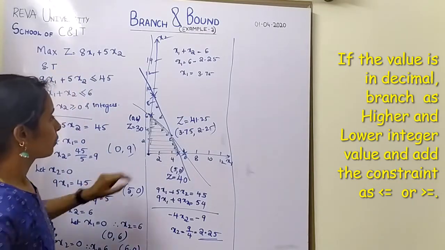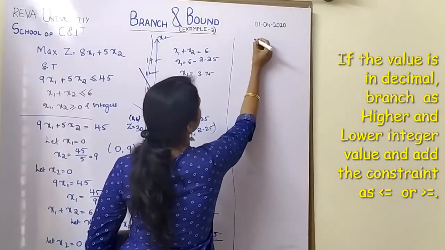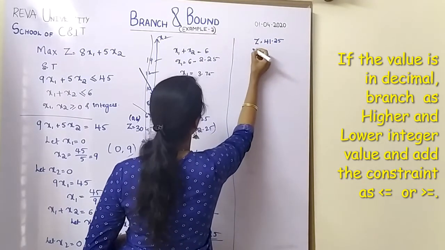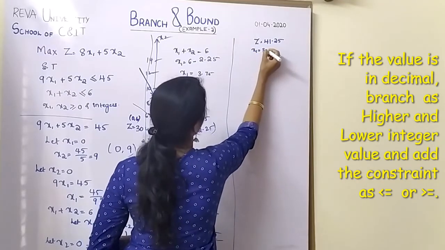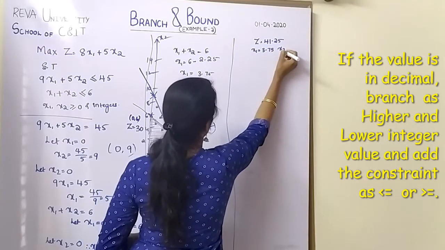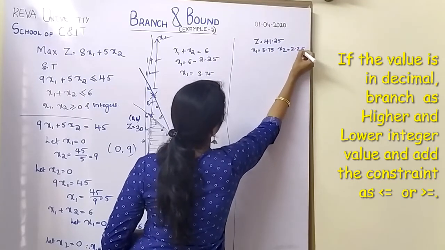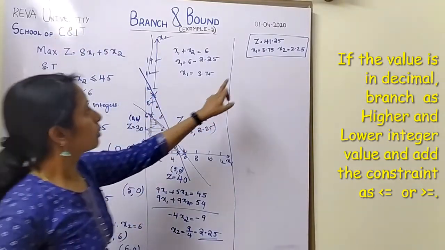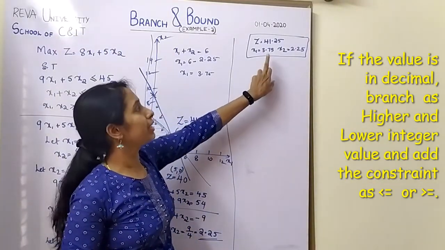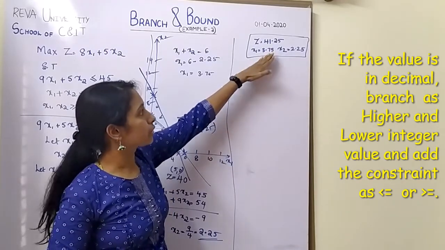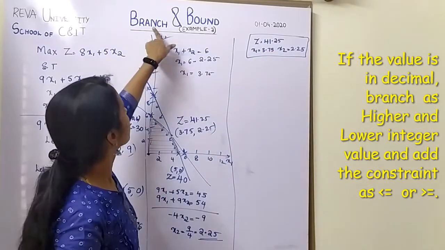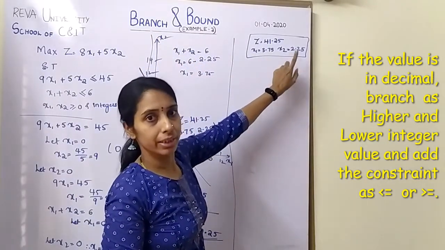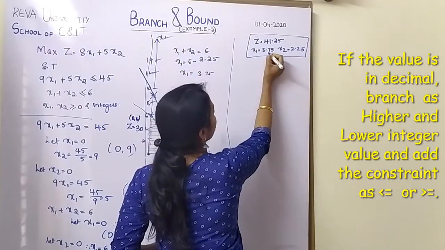So I'll write here z is equal to 41.25, x1 is equal to 3.75, x2 equal to 2.25. Okay. So now can we stop here? No, because these are not integers. So to convert this into integers, branch this. Whether to branch on x1 or x2, select the maximum. So x1 is maximum here.